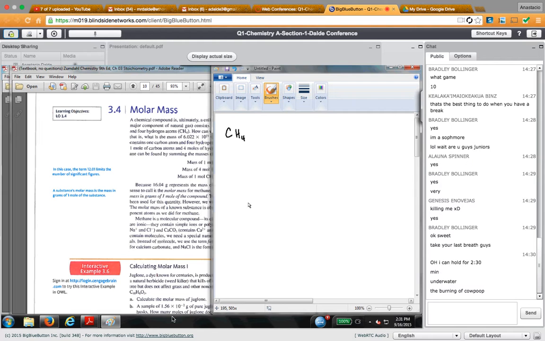Methane gas is CH4. And what I want is the molar mass. The molar mass is how many grams for every mole of this stuff that you have. Remember, the mole is what we use to group these things inside of larger groups. And then when we have a reasonable sized group, we can measure how many grams that thing is. Does that make sense? Yeah.